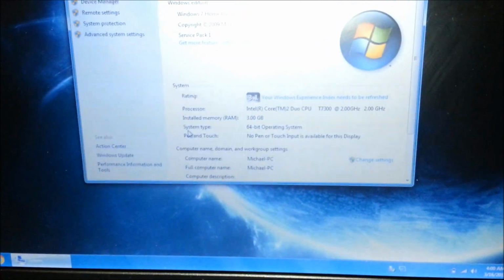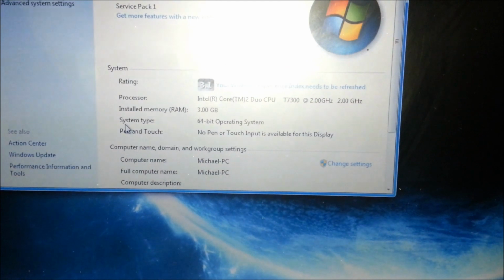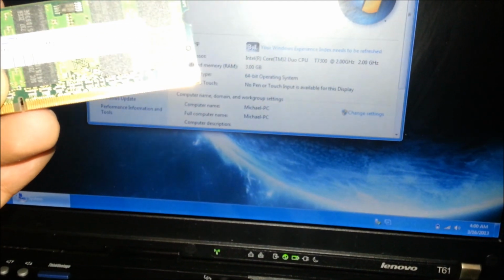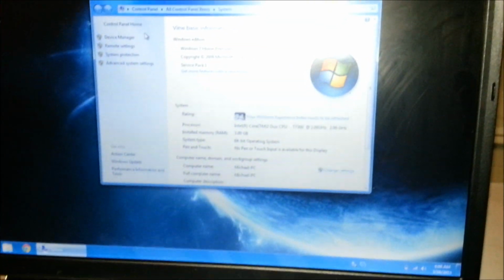There it is. Three gigs of memory. That was quite easy. Wish I could do 4, but 3 gigs should be plenty. I have a lot of this memory. Let's see if I could find one more of these laying around. I could put in 4 gigs. So yeah, it's quite easy.